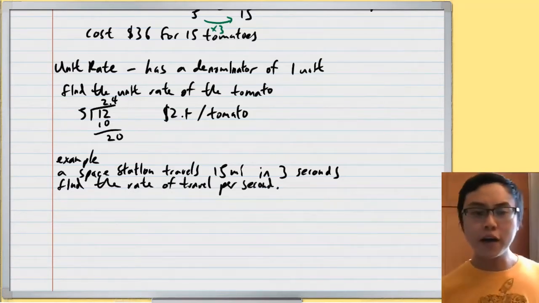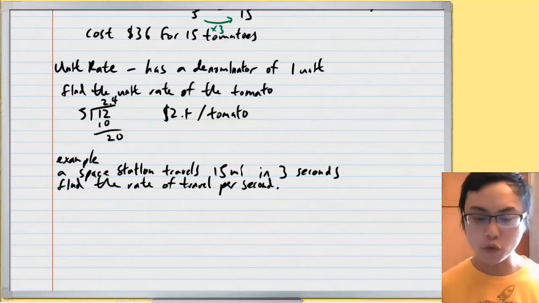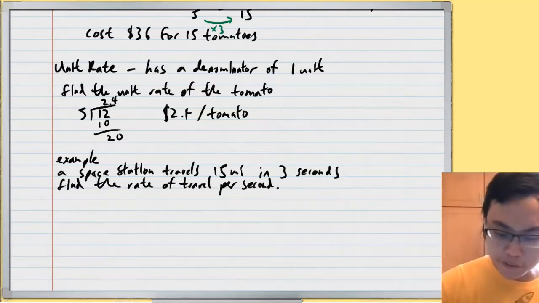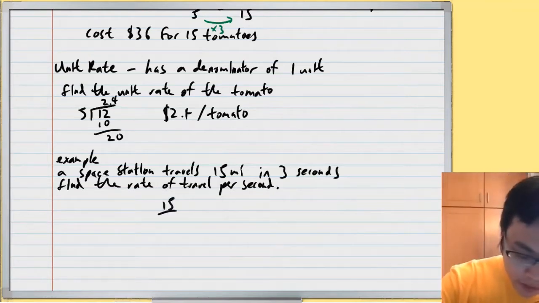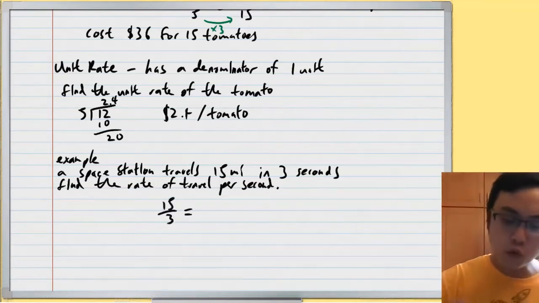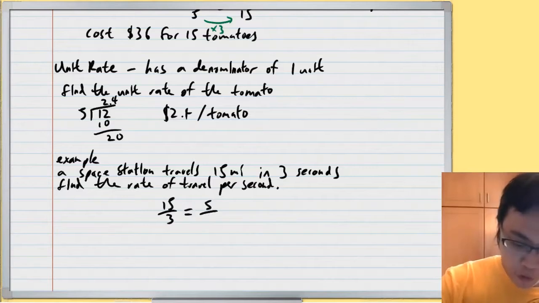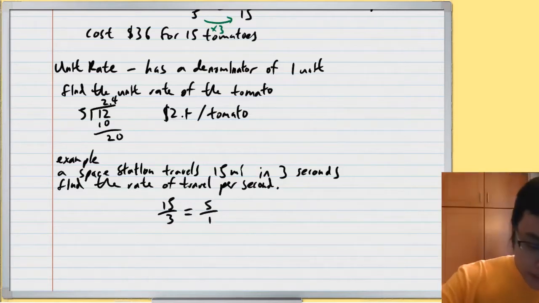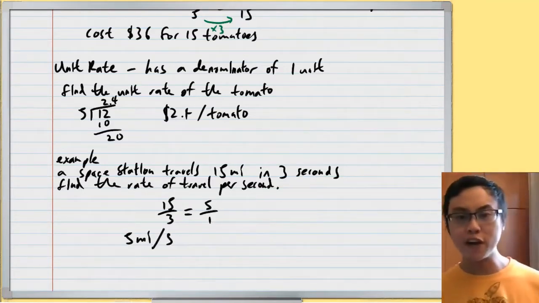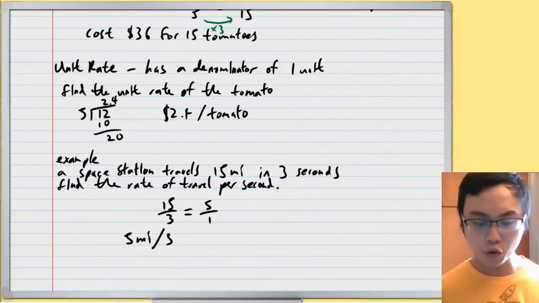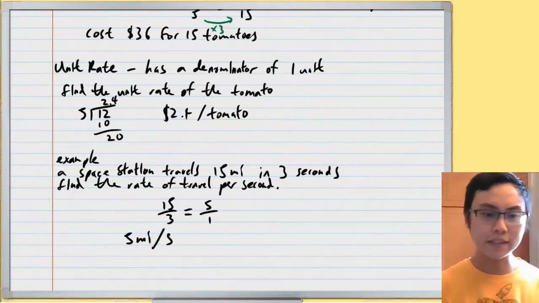So we want to find out how fast it moves in 1 second. If it's going to be 15 over 3, we're going to divide 15 by 3. That's 15 divided by 3, which is equivalent to 5 over 1. And so we can say that the space station moves at 5 miles per second. And we write it this way, 5 miles per second, like this.